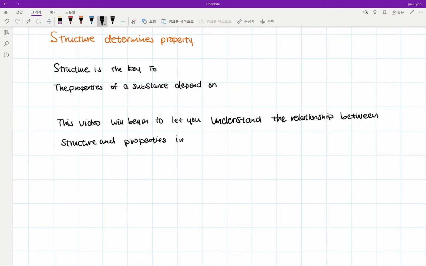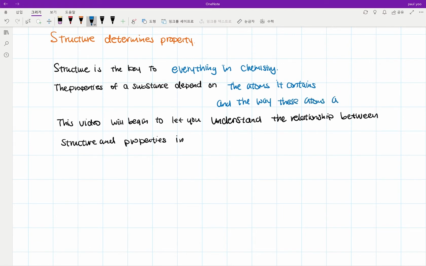Structure determines property. Structure is the key to everything in chemistry. The properties of a substance depend on the atoms it contains, and the way these atoms are connected. This video will begin to let you understand the relationship between structure and properties in organic compounds.